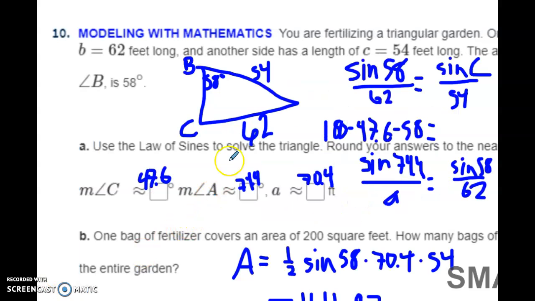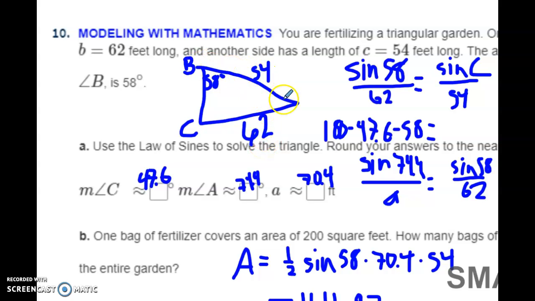And the last one. So you're fertilizing a triangular garden. The hardest part here is just drawing a picture and getting all the information on the picture correctly. So I just drew a random triangle. I made one side of it 62, but then I also know that is side B. So I know that angle B is opposite, and I'm also told that angle B is 58 degrees. So there's the ratio that I know, sine of 58 over 62.